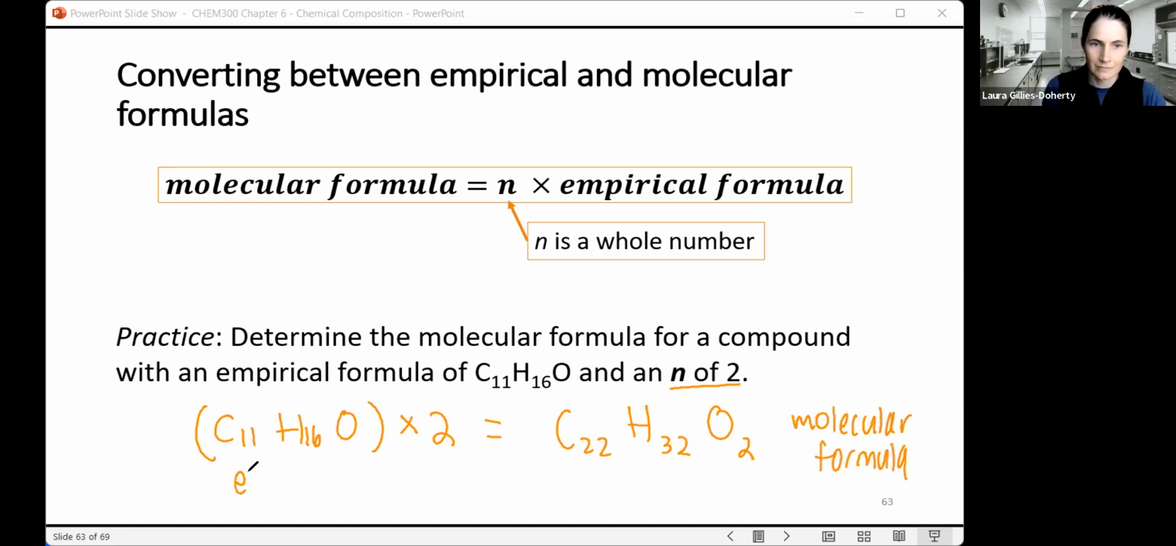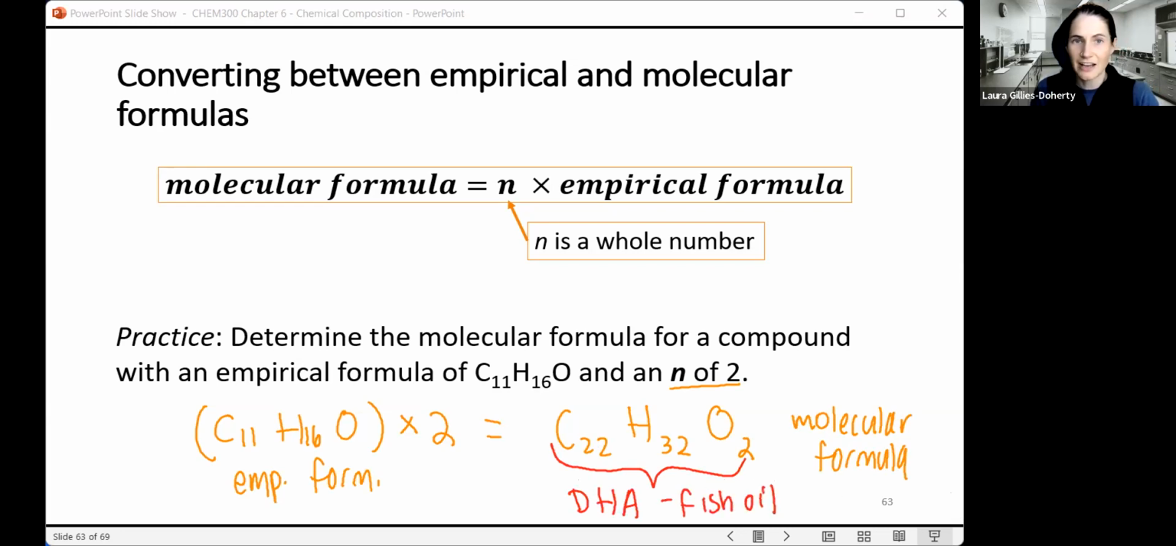Empirical formula over here. And for anyone interested why I picked this molecule, it's not just some random molecule. This is what's known as DHA, docosahexaenoic acid. It's the fatty acid found in fish oil that is very good for human health. It's a polyunsaturated fatty acid. So if you take any sort of omega-3 or fish oil supplements, what you're really paying the big bucks for is this DHA molecule, docosahexaenoic acid.